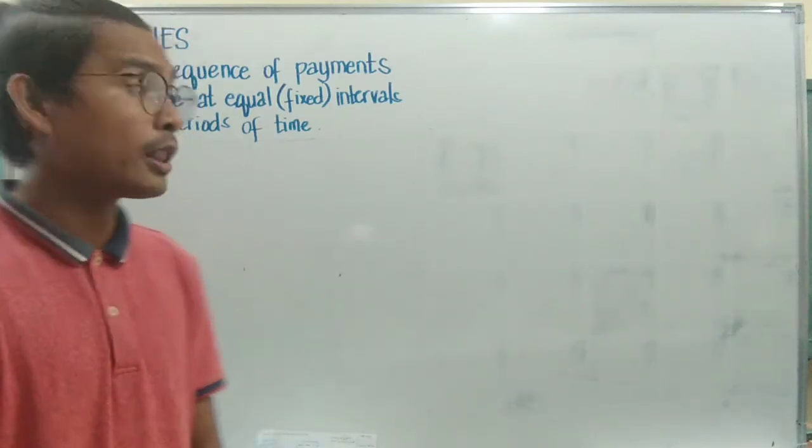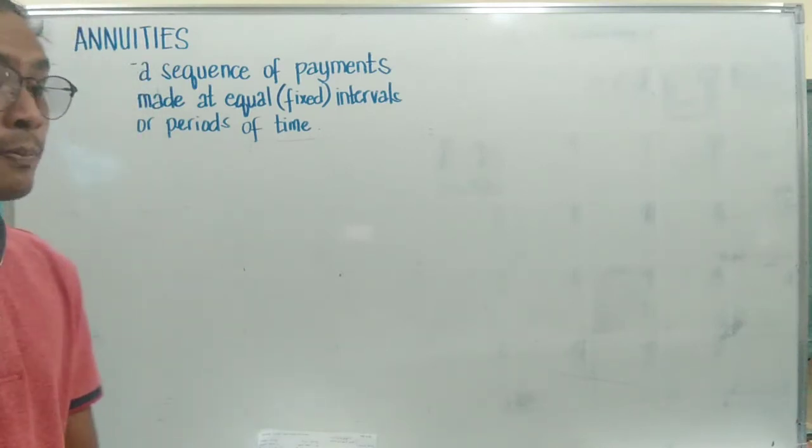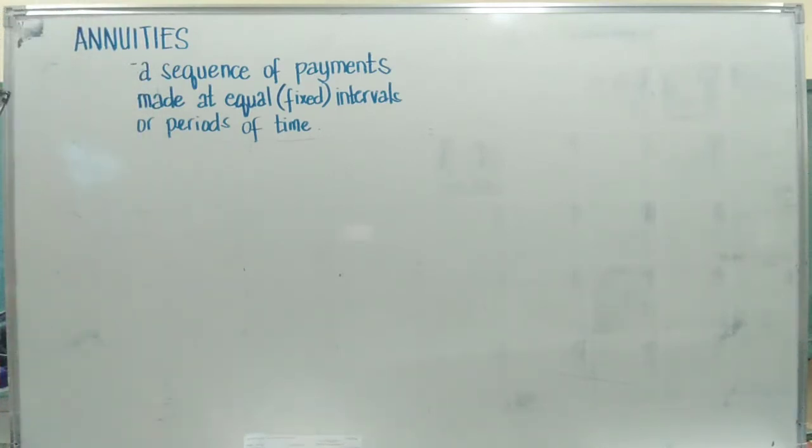In this video, we will learn about the concepts of annuities and the basic types of annuities and how we distinguish these types. So let's go. So first, let us define annuities. Annuities are a sequence of payments made at equal or fixed intervals or periods of time.